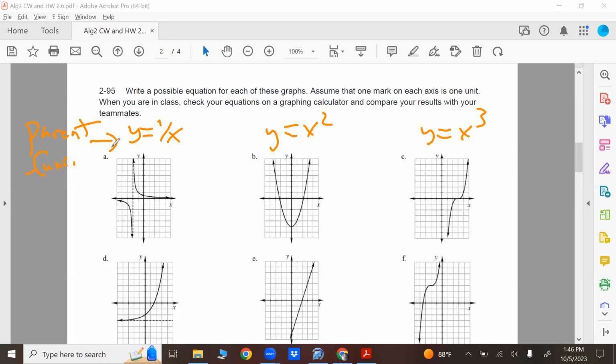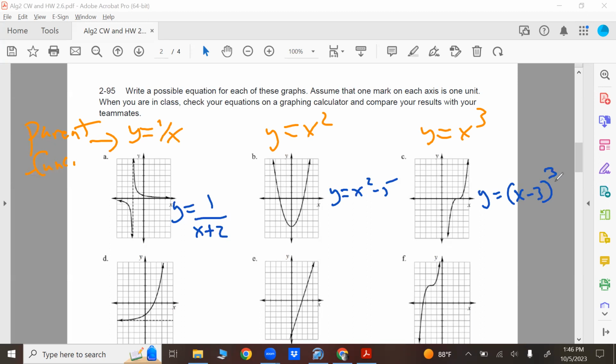So y equals 1 over x, y equals x squared, y equals x cubed. Those are the parent functions. What kind of shifting happened in A? How far do we go to the left? So you're going to say y equals 1 over x plus 2. Sorry, x plus 2, my bad. What happened in B? What do you guys think? How many units down? 5. Good. What happened in C? Do we go right? And how much? 1, 2... yeah, I say 3.